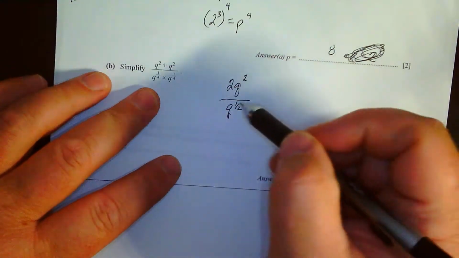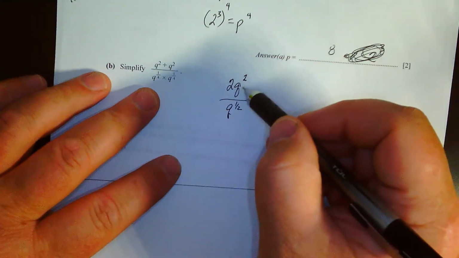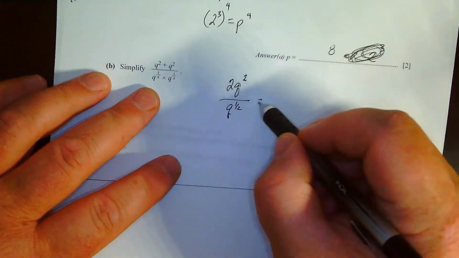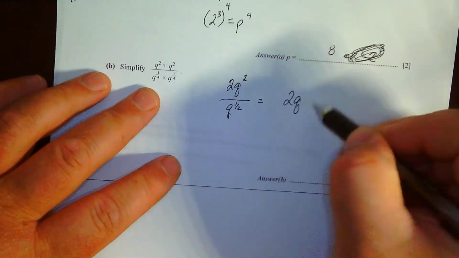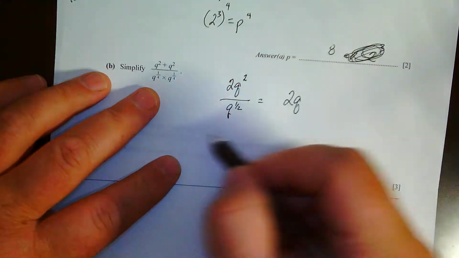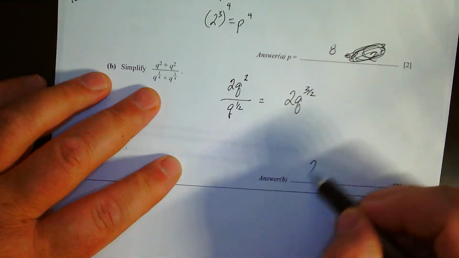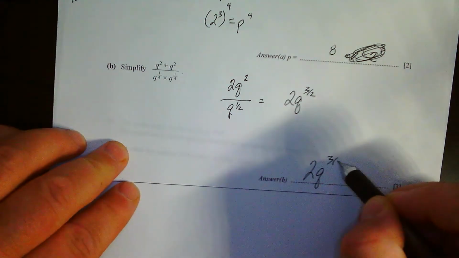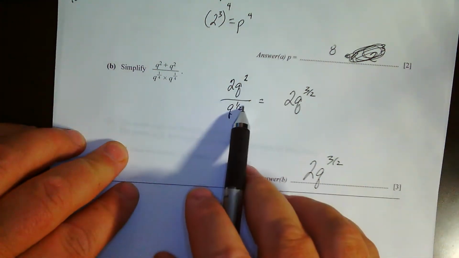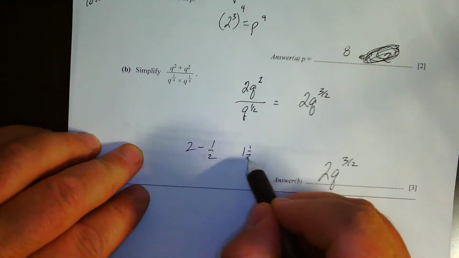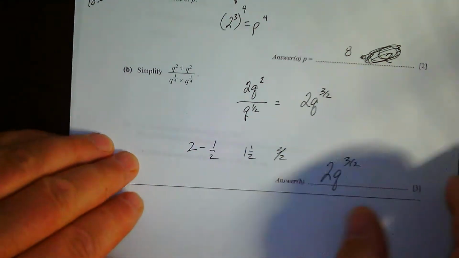Okay, now we have to subtract 1/2 from 2. So here's what we're going to get. We're going to get 2 to the power of q, and that's going to be 3/2. 2 to the power of q, 3/2. Let's see, look, 2 minus 1/2. That's 1.5, which is 3/2. All right, yeah, we're going to leave it there. All right, moving on.